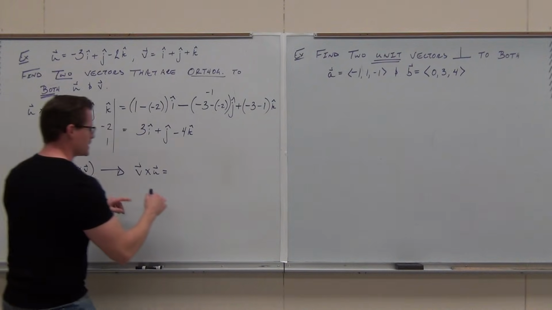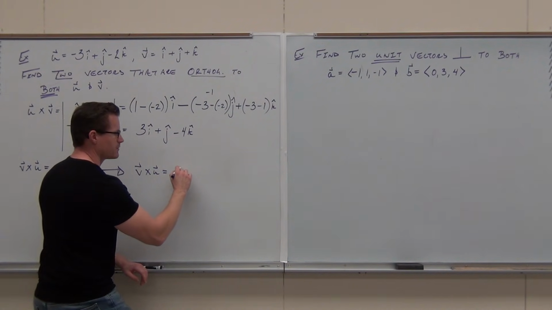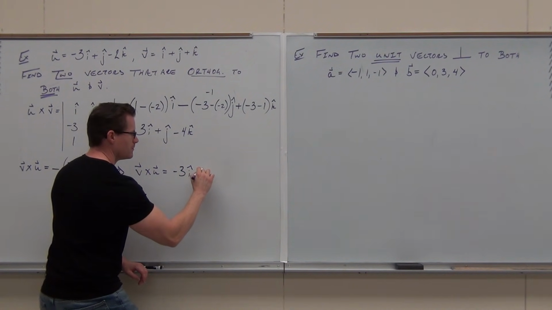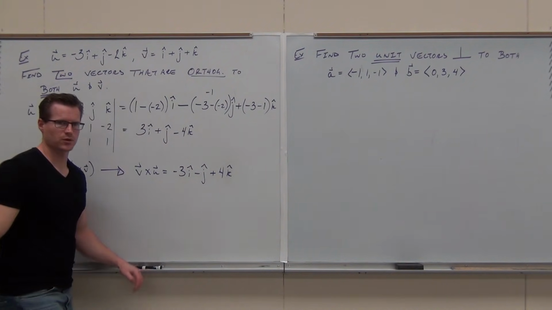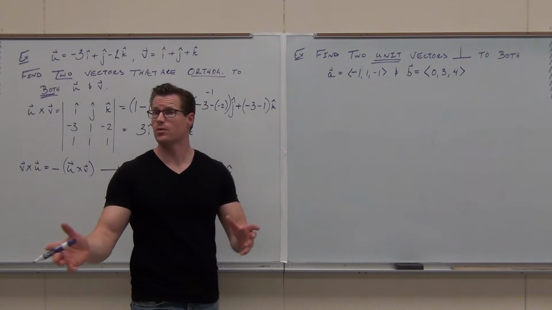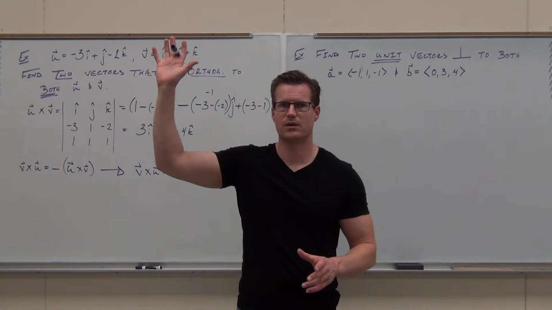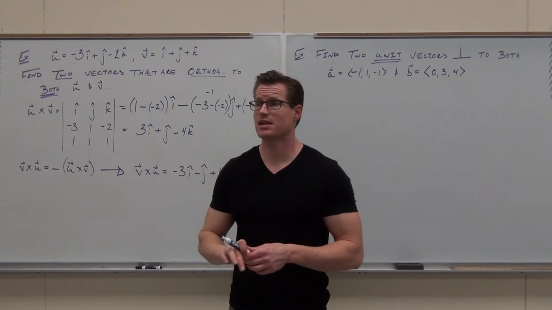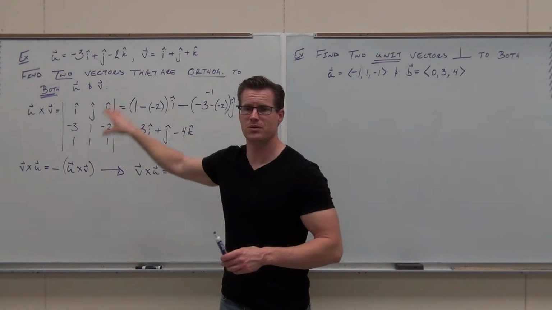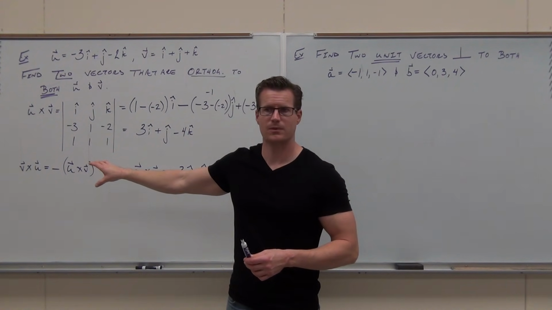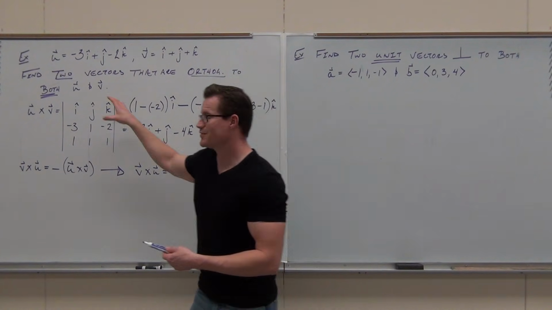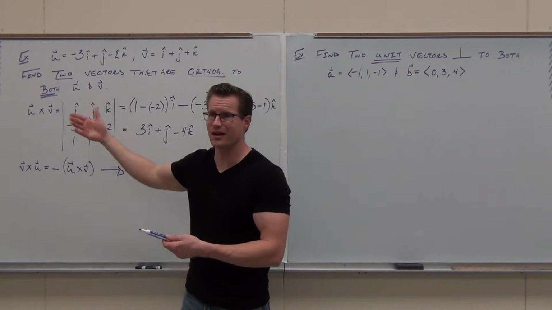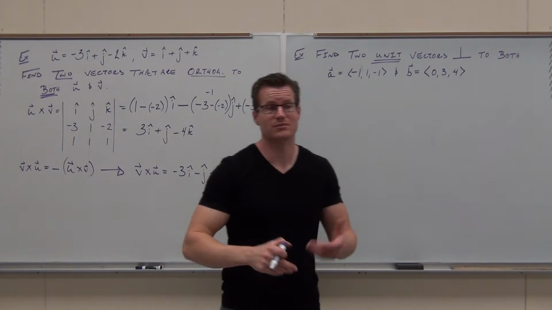So right here, I guarantee it's going to be negative 3i minus j plus 4k. I want to know if you found that one. Show of hands. Good for you, that's fantastic. So next time you get the question, do you have to do both matrices? No. I wanted you to get the practice, but in the future, you just find one, and then you can switch the sign to find the other one.